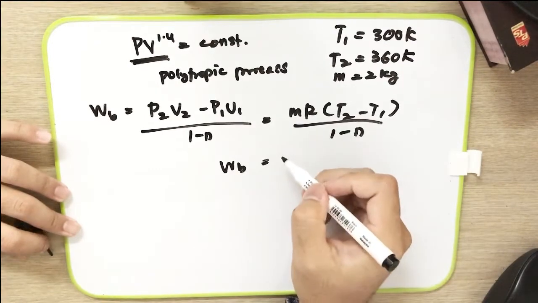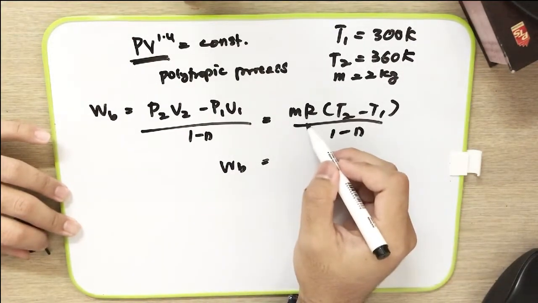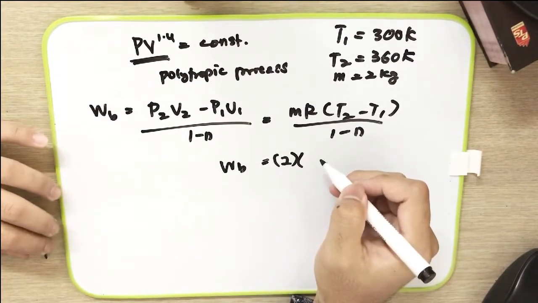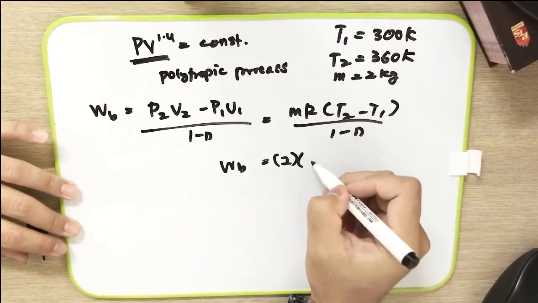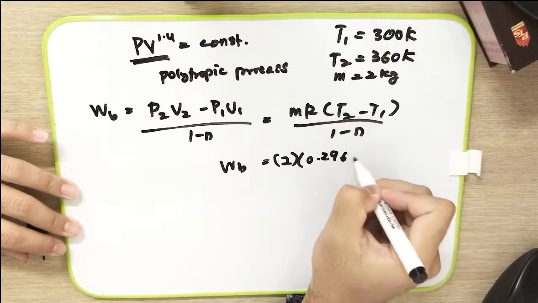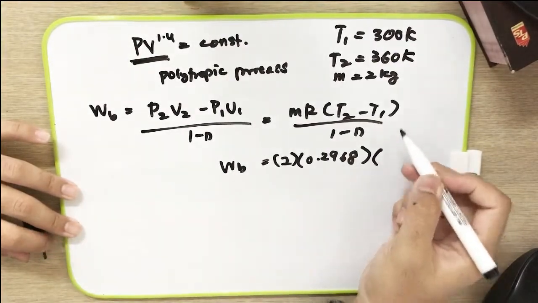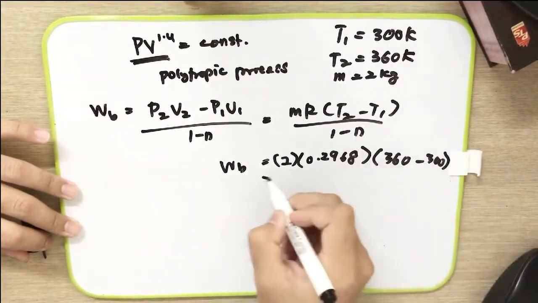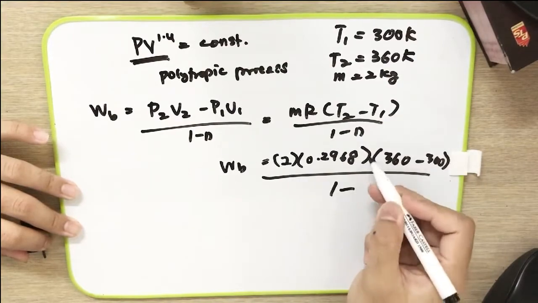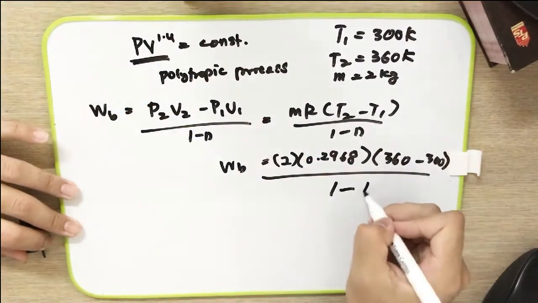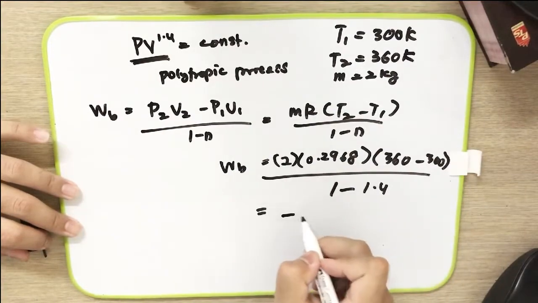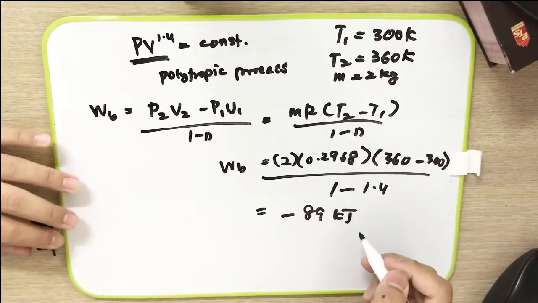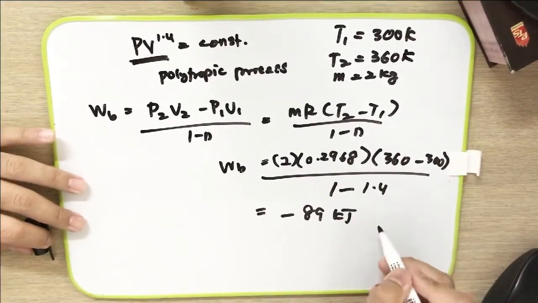So boundary work we can get after we substitute all the values inside here. M is 2 kg. R, we will get the R for nitrogen from table A1, 0.2968. T2 minus T1 is 360 minus 300 over 1 minus N. So the N is 1.4 here. So after we solve, we will get negative 89 kilojoule. And again, the negative sign indicates that work is done on the system.